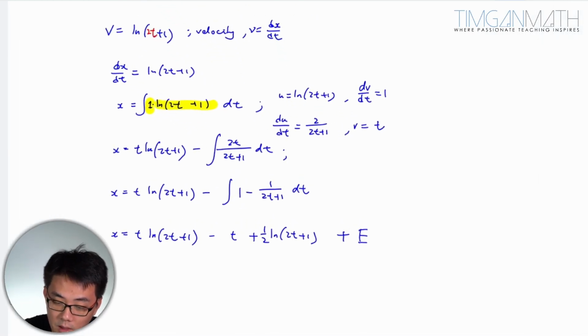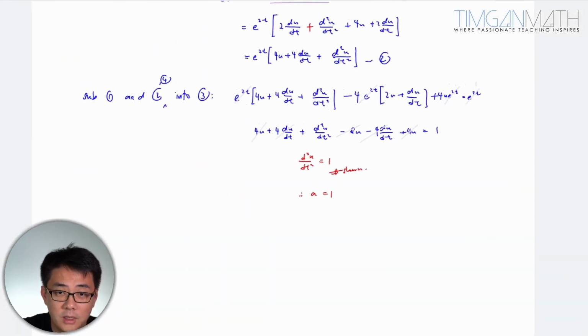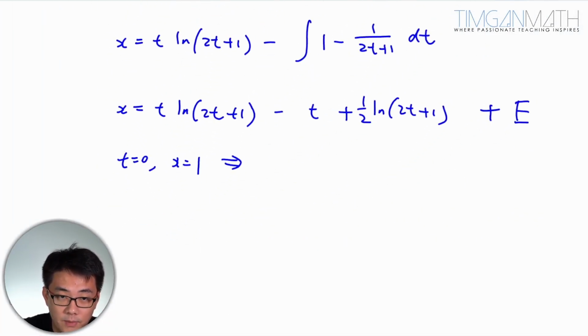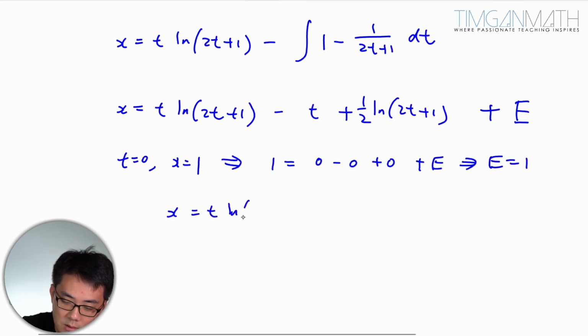Let's look at that. So we know that when t is 0, x is actually 1. Correct? Because that's the initial position, the initial starting point is x equals 1. That will be 1 equals 0 minus 0 plus 0 plus e. e is equal to 1. Okay? e is 1.